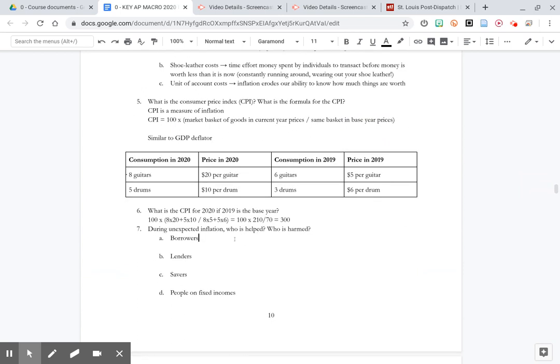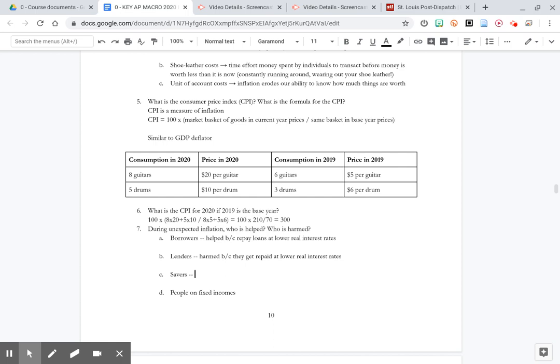By the way, you can use this CPI value in the same way that we did with the GDP deflator to see if wages went up by enough to help people. Who's helped, who's harmed? We're just going to quickly say helped or harmed, and then a quick explanation. During unexpected inflation, borrowers are helped because they repay loans at lower real interest rates. Lenders are harmed because they get repaid at lower real interest rates. So if it's helping one, it's hurting the other.